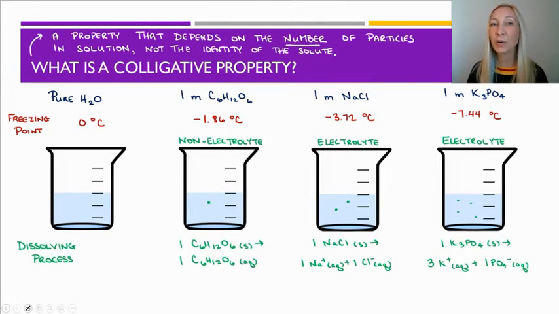So let's go through an example of what I mean by this. So sodium chloride, if we have a 1 mol solution of sodium chloride, we know we have 2 particles in solution for every 1 particle that dissolved.